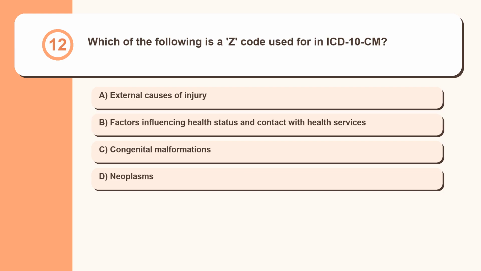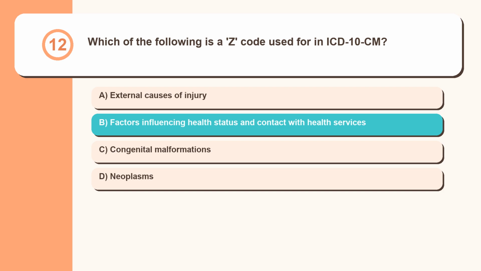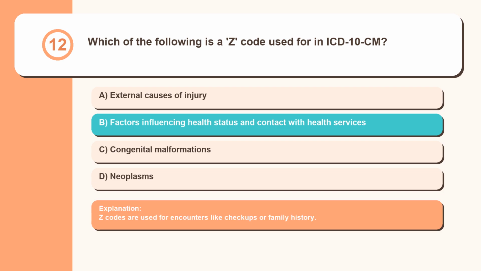Question 12. Which of the following is a Z code used for an ICD-10-CM? External causes of injury. Factors influencing health status and contact with health services. Congenital malformations. Neoplasms. Z codes are used for encounters like checkups or family history.